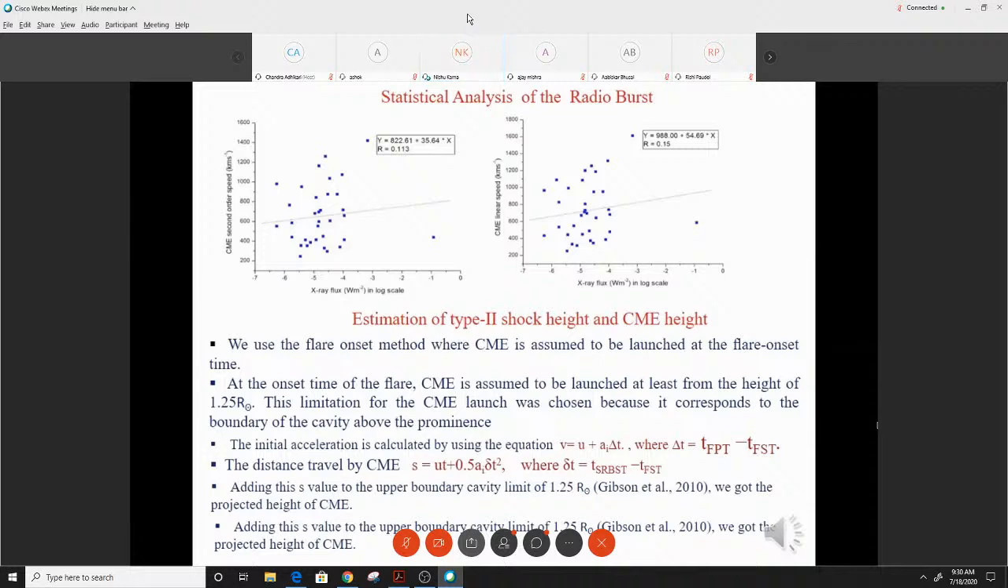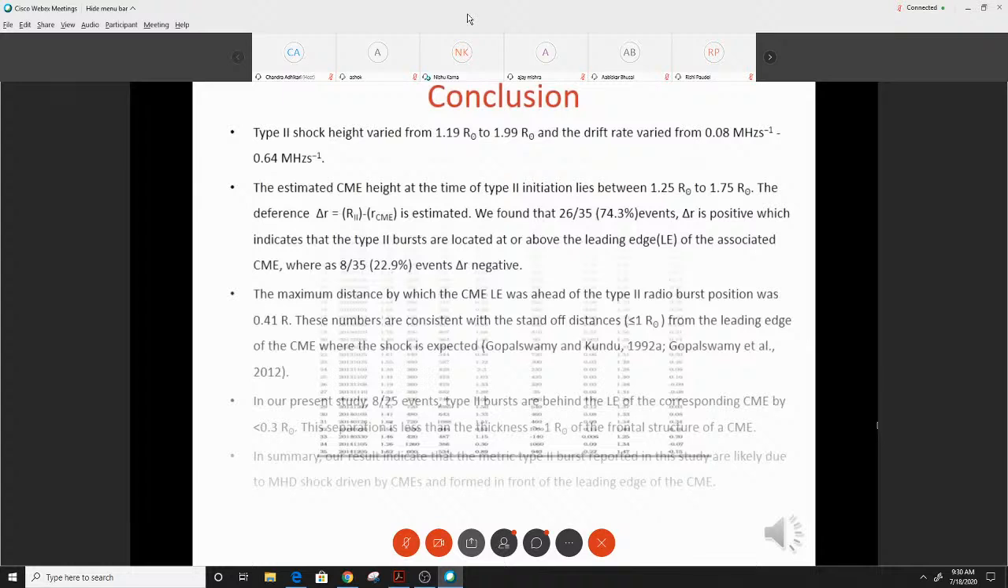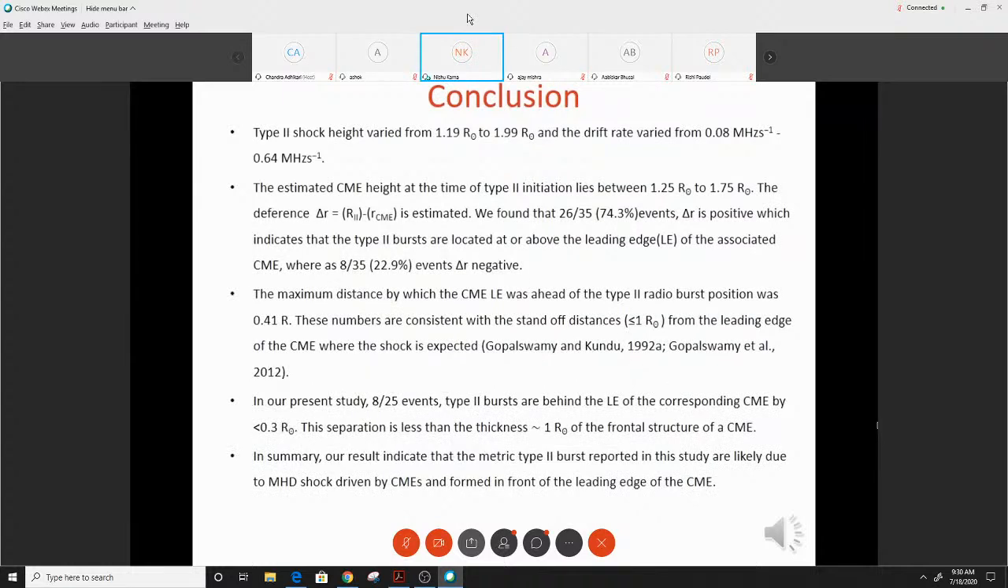I have repeated this process for all 35 events. The initial acceleration of CME, shock height, and CME height are listed in the table as shown in the slide. To the final conclusions, type 2 shock height varied from 1.19 solar radius to 1.99 solar radius, and the drift rate varied from 0.8 megahertz per second to 0.64 megahertz per second. The estimated CME height at the time of type 2 initiation lies between 1.25 solar radius to 1.75 solar radius.